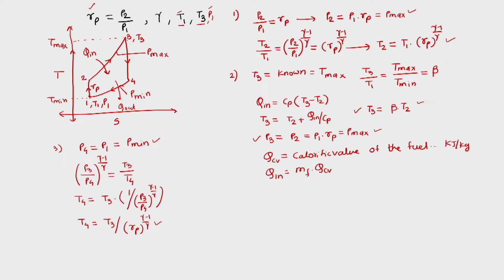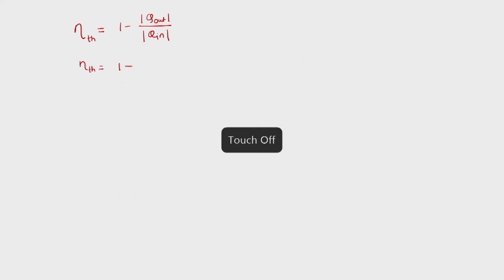So Q in is equal to Cp into (T3 minus T2), Q out is equal to Cp into (T4 minus T1). So knowing this, we can calculate Cp into (T4 minus T1) divided by Cp into (T3 minus T2). This is one of the formulas for finding out the heat efficiency of the cycle.